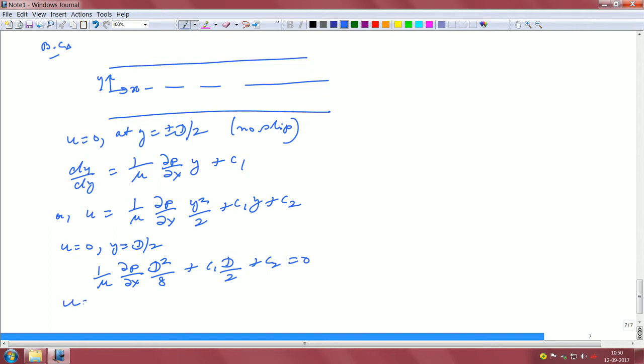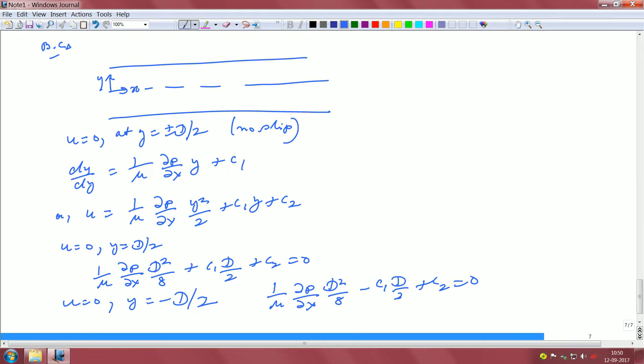Now, u is also equal to 0 at y equal to minus d by 2. Okay. So, in that particular way, you will have 1 over mu dp by dx d square by 8 minus c1 into d by 2 plus c2 is equal to 0. Okay. So, this is the second form that you have.